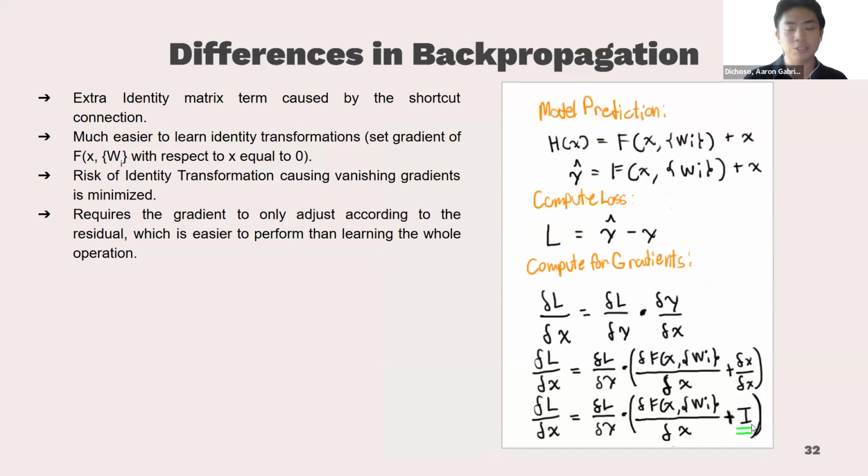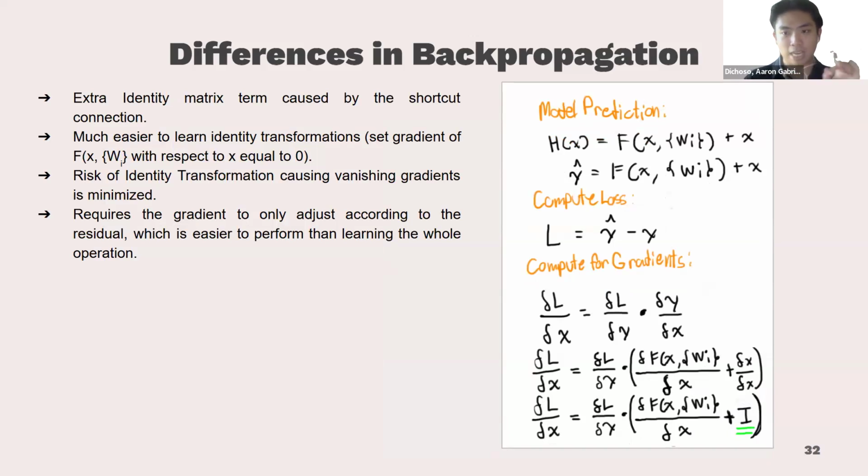Nandito na yung identity transformation. And all the neural network has to do is realize, oh, okay, you want identity transformation. I just set this term to 0 and we're all good. So this also prevents risk of vanishing gradients.